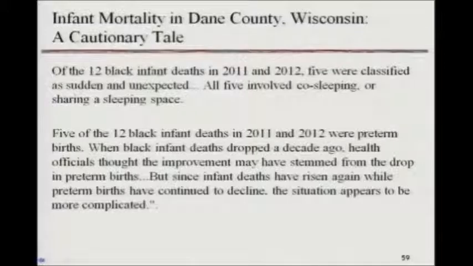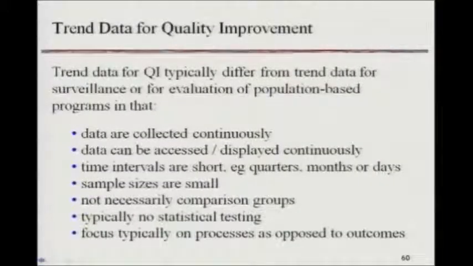When Black infant deaths dropped a decade ago, health officials thought the improvement may have stemmed from the drop in preterm births. But since infant deaths have risen again, while preterm births have continued to decline, the situation appears to be more complicated. I want to give anybody from Wisconsin a chance to talk about this. You don't have to, but does anybody want to say anything about that?